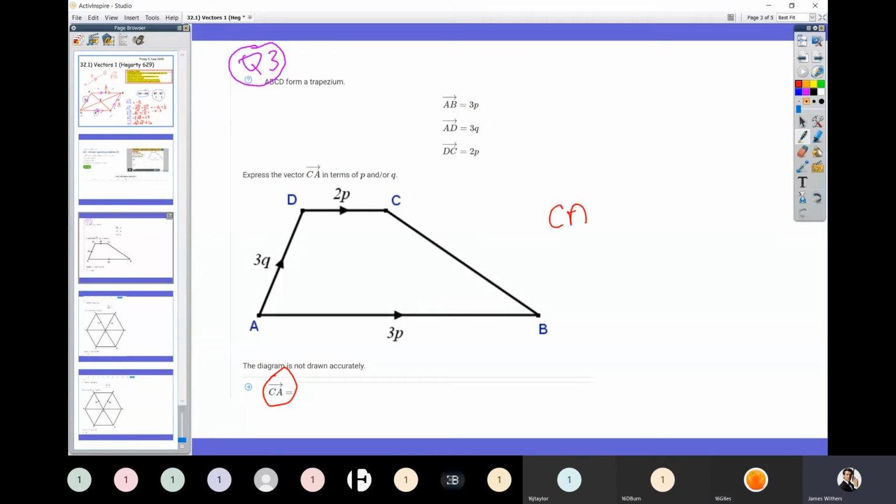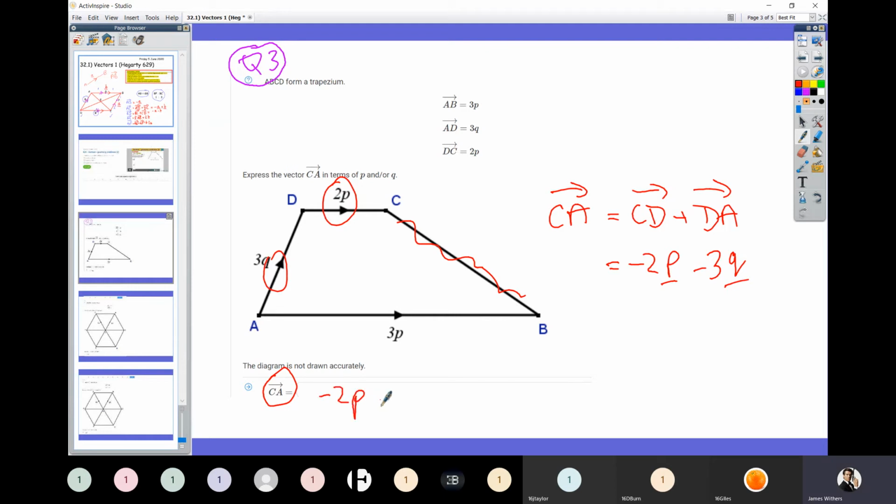To go from C to A, the only way we can go is from C to D and D to A. The only reason you can only go that way is because you haven't been given the information about that road there. So to go from C to A, we're going C to D, D to A, and then you can say, right, that's going down that one the wrong way, so that's minus 2p, and then we're going down that one the wrong way, minus 3q. So for the purposes of Hegarty, you're going to say minus 2p, minus 3q, no dashes. Okay, so that's how we go from C to A.